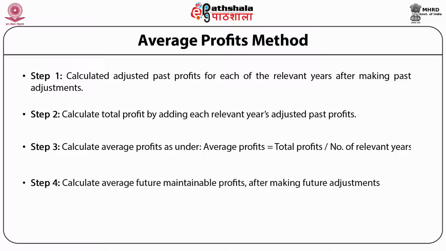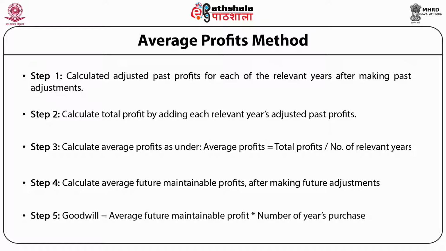After that, average future maintainable profit is calculated. This is calculated after making future adjustments. Lastly, goodwill is calculated by multiplying average future maintainable profit with number of years purchase. So, goodwill is calculated with the help of 5 steps in this method. Firstly, adjusted past profits are calculated, then total profit is calculated, then average profit is determined, then future maintainable profit is calculated, and lastly, by multiplying average future maintainable profit with number of years purchase, goodwill is calculated. Because this profit is based upon average profit, that's why this formula is called average profit method.